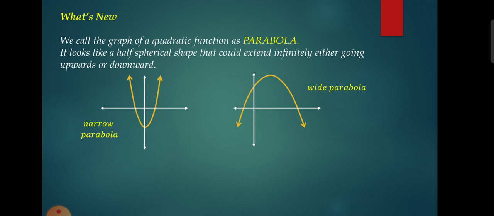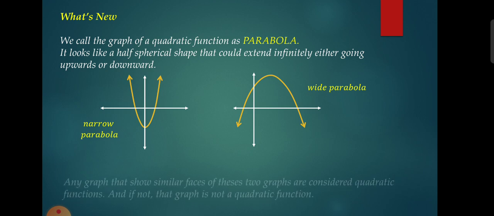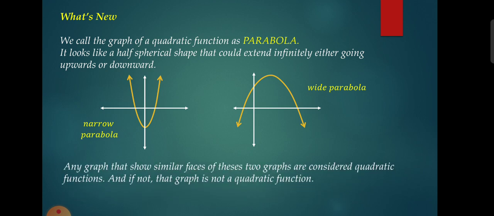So mora gina possibility ang dagway sa parabola. Facing upward, either in narrow or wider form, or facing downward, either narrow or wider form. So any graph that shows similar faces of these two graphs are considered quadratic function. If dili ingon ani ang iyang dagway sa graph, then that graph is not a quadratic function. Lahi na ng function iyang represent. Okay? So again, dohara iyang forma sa parabola, either facing upward or facing downward, nya either narrow or wide.